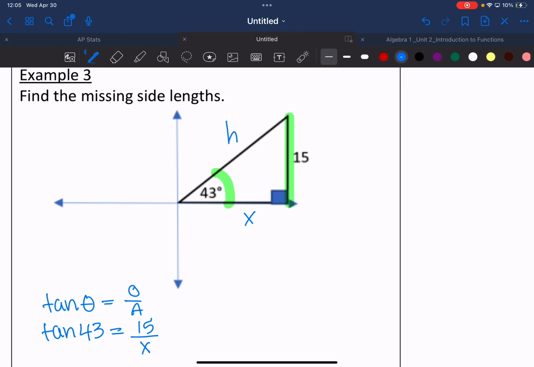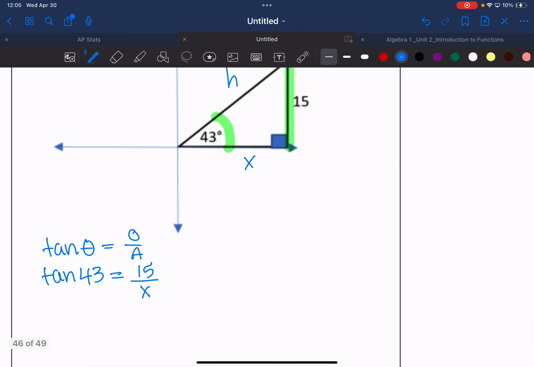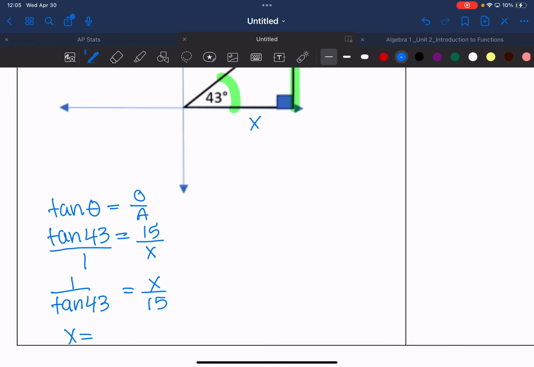So we don't know x yet. We need to get x by itself. One way we could do this is to take tangent of 43, make it into a fraction by writing it over 1 and flipping both sides. That way we get the x out of the denominator. So this would be 1 over tangent 43 is equal to x over 15. And then our last step would be to multiply both sides by 15. So we have x is equal to 15 divided by tangent of 43.